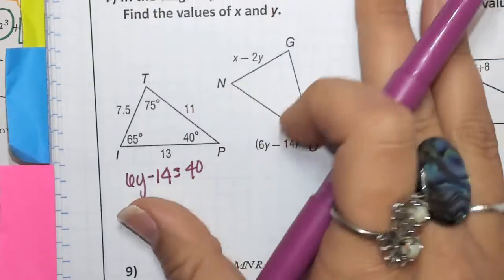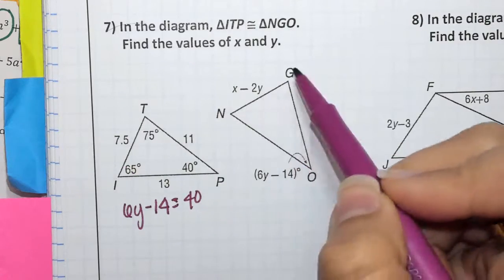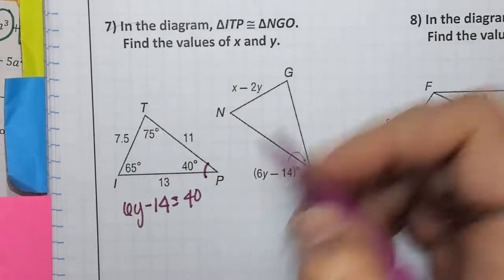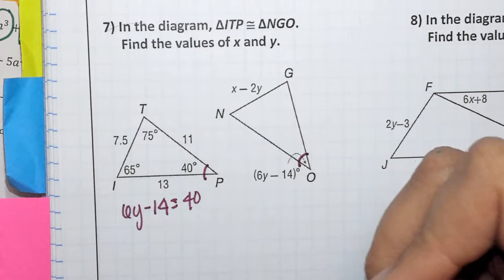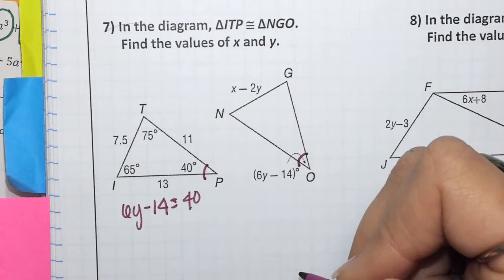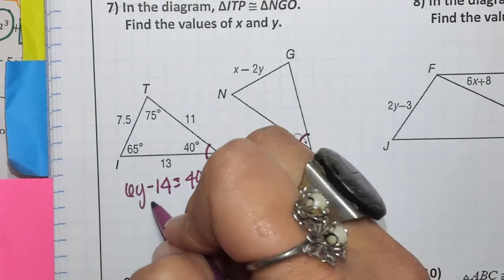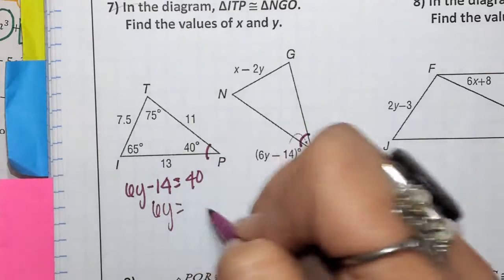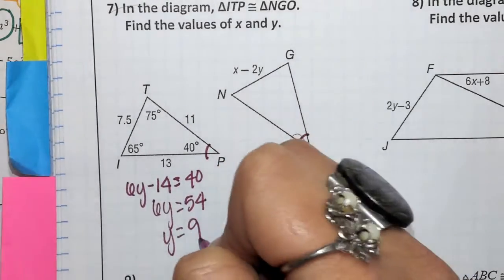Yes. By the name up here, ITP is congruent to NGO. So this angle is congruent to this angle. And if they're congruent, you set them equal to each other. You don't add them up, you set them equal. So now what would I do to solve this? I would get 6y equals... and then what does y equal?